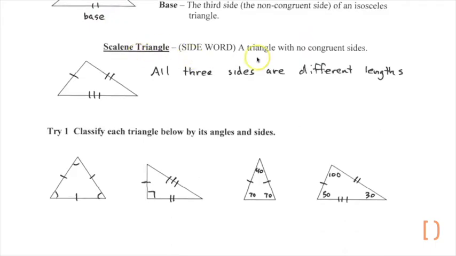A scalene triangle means that there are no congruent sides. All three sides are different. You see here it has one mark, 2 marks, 3 marks. They're all different. Okay, let's try an example.